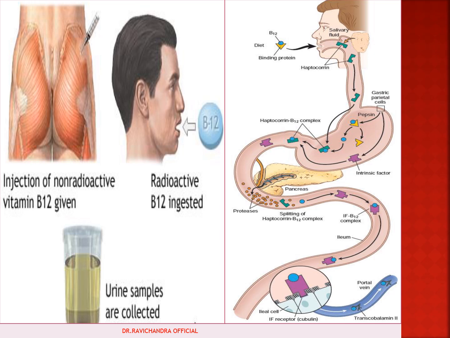So this is a picture showing the Schilling test. We are injecting the non-radioactive vitamin B12 intramuscularly, which is called cold B12, and radioactive B12 with the help of cobalt 57 or 58, which is called hot B12, is ingested, and the urine is collected for 24 hours, and we have to check the values of B12.